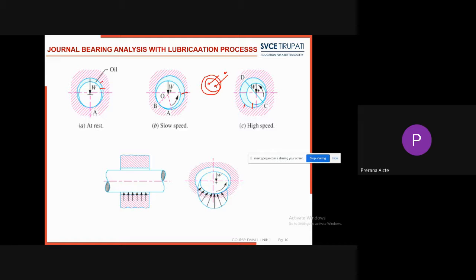Okay? So generally we have three stages in our journal bearing. The first one is the resting condition, then slow speed condition, and high speed condition. That is the thing we are going to understand. Okay, any doubt up to this point?